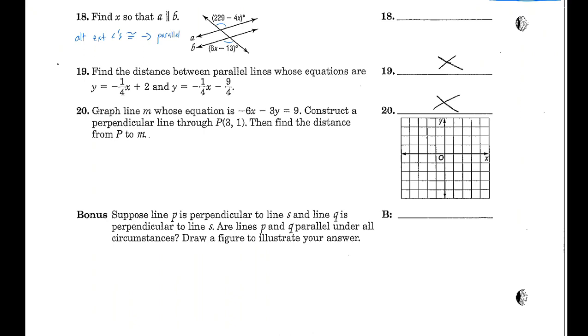So what we want to show is that 229 minus 4x is equal to 6x minus 13. That's what we want. So let's see if we can make that happen. So we add 4x to both sides.